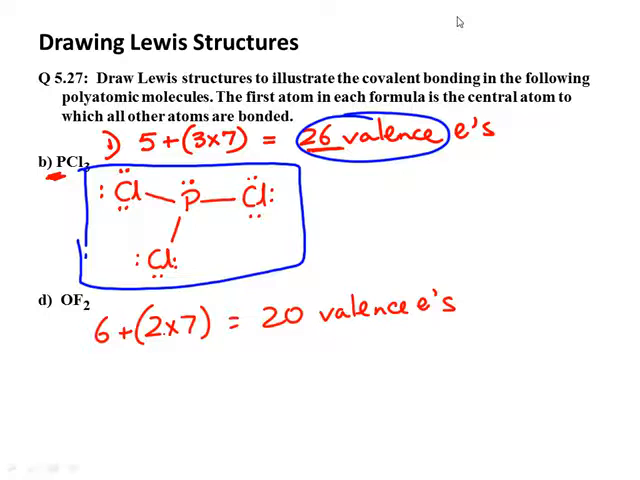Next step, central atom, which once again is oxygen. Connect the central atom to the peripheral atoms, as many as there are, using single bonds only. So I've used up 4 electrons of the 20, left with 16. Use those to fill up octets of the outer atoms first. So we filled up the fluorines.